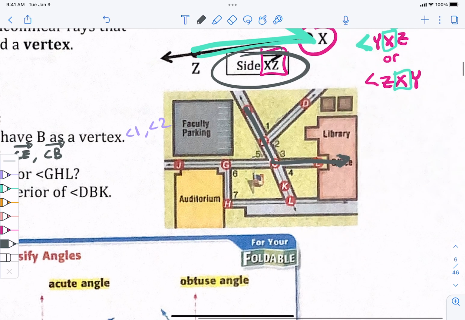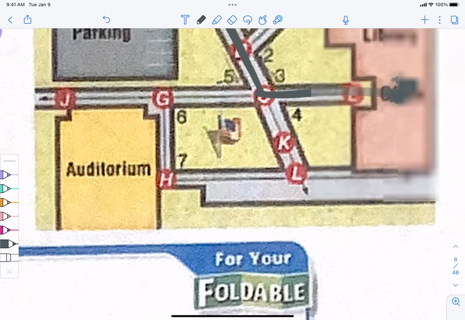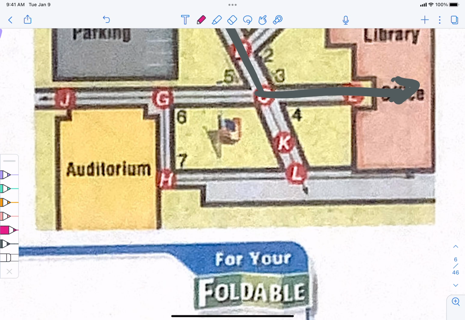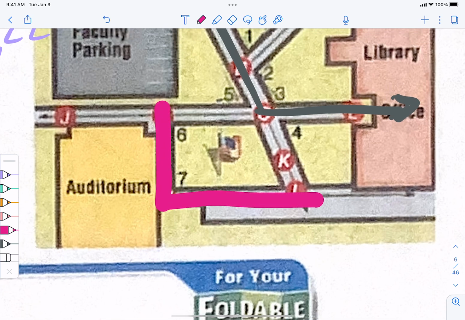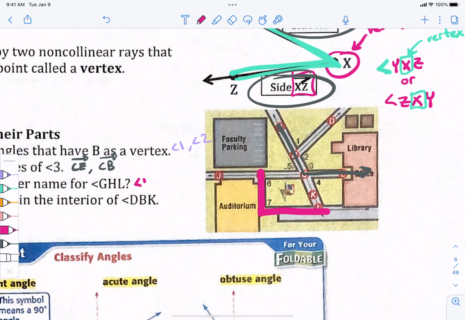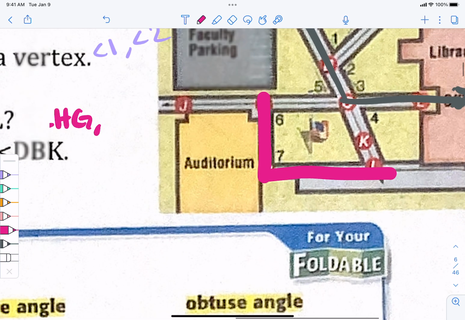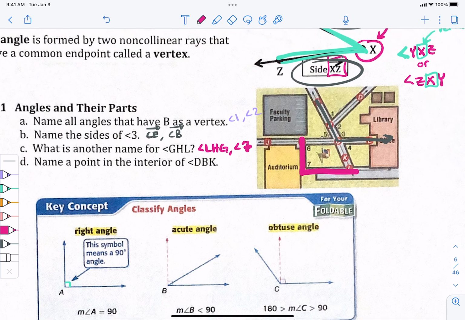What is another name for angle GHL? Do you see GHL? What's another name for it? LHG is another one. Angle LHG. Or you can name it angle 7. Not 90, not 6, that's not its name. That's its value, but that's not its name. Somebody said angle 7. I think Mackenzie said it first. Angle 7. So any one of those will work.